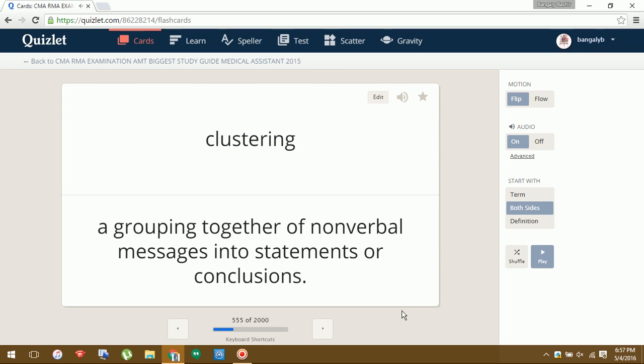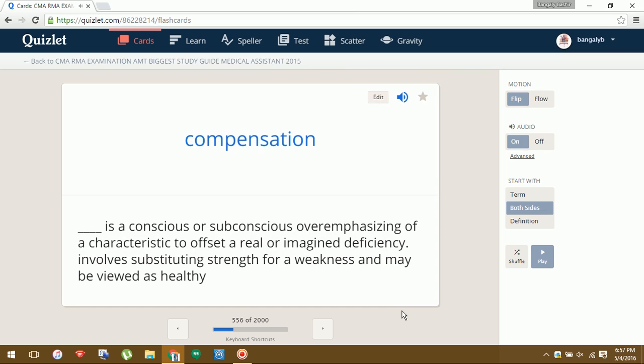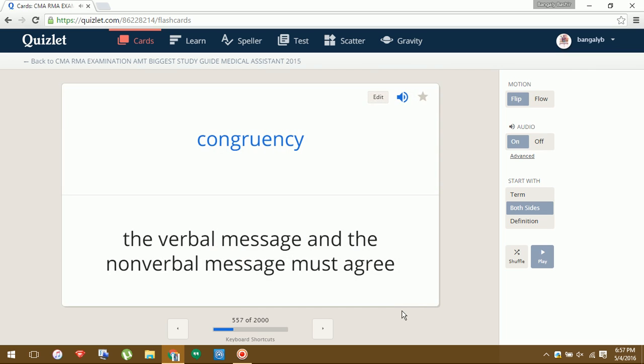Clustering. A grouping together of nonverbal messages into statements or conclusions. Compensation. Compensation is a conscious or subconscious overemphasizing of a characteristic to offset a real or imagined deficiency. Involves substituting strength for a weakness and may be viewed as healthy. Congruency. The verbal message and the non-verbal message must agree.